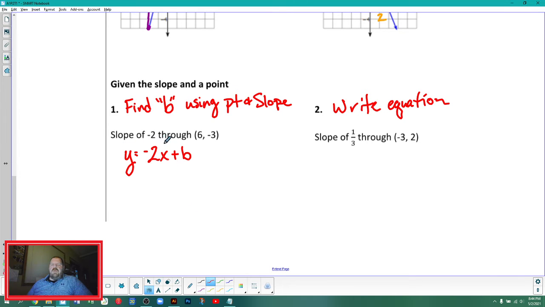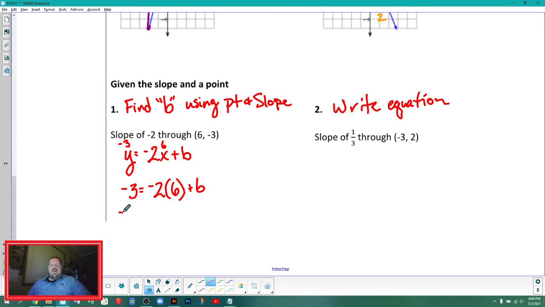And it's very important that we realize that we're kind of switching places, right? The 6 has to go there, and the -3 has to go there. But I can write this equation, or I can put those numbers in, and then solve that equation for b. Okay, so let's try that. Let me put -3 there. That's still a -2, and we're going to multiply that by 6. And then we're going to solve for b.